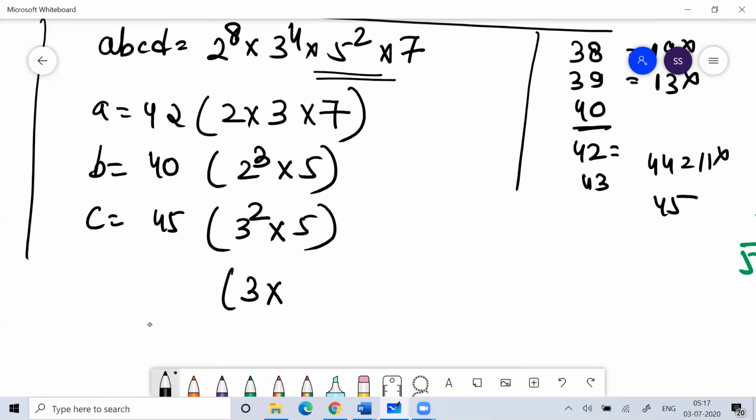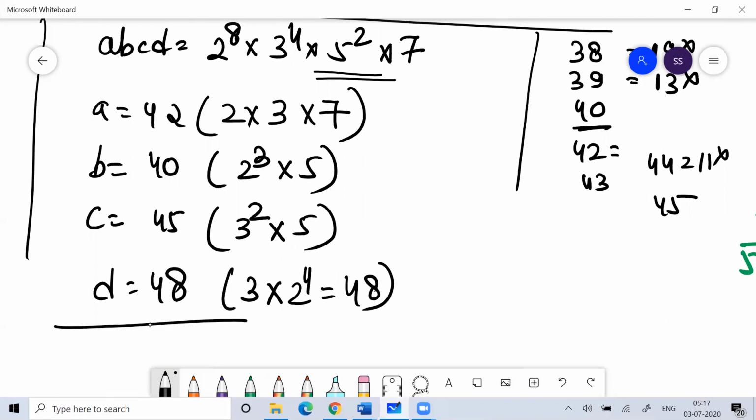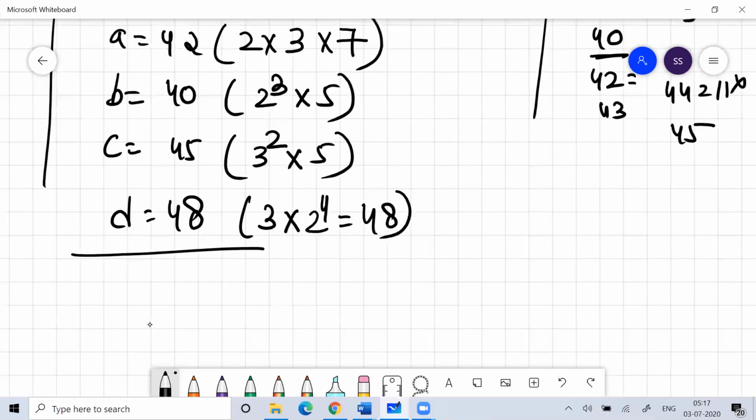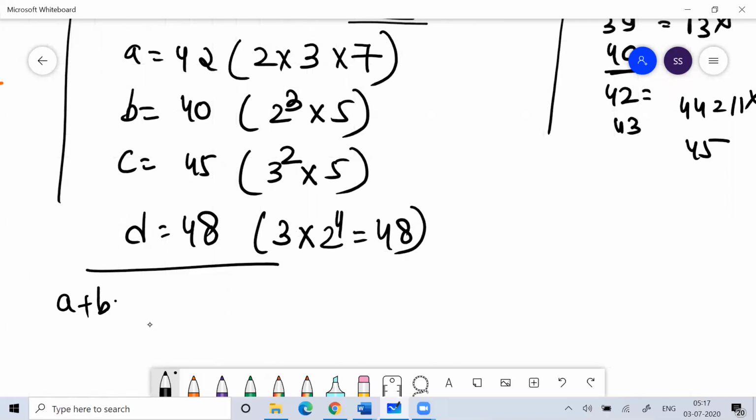And how many 2s are left? Still 4 twos are left. So this is 48. So your D is 48, and you want the sum of that. The sum of A plus B plus C plus D would be 135. This would be the minimum sum.